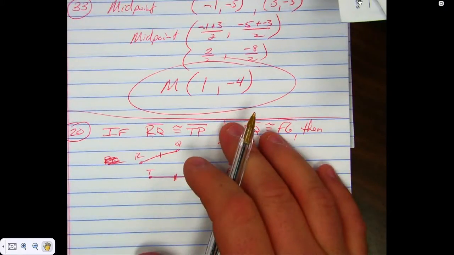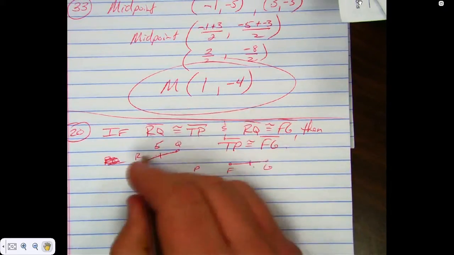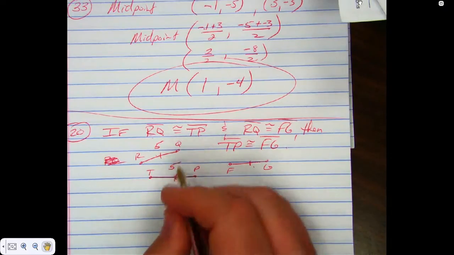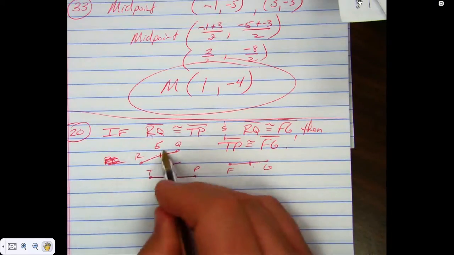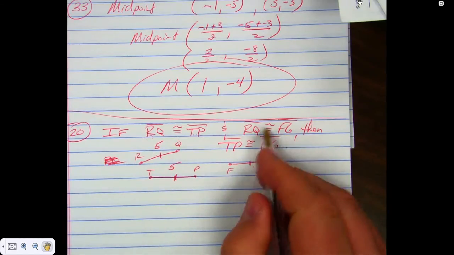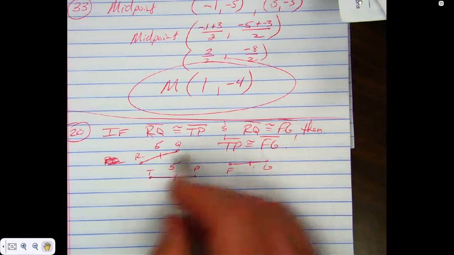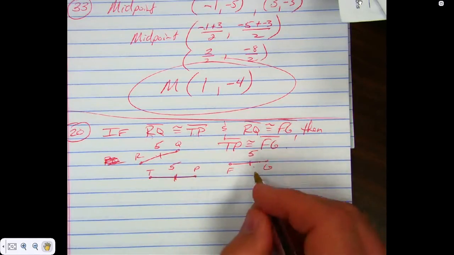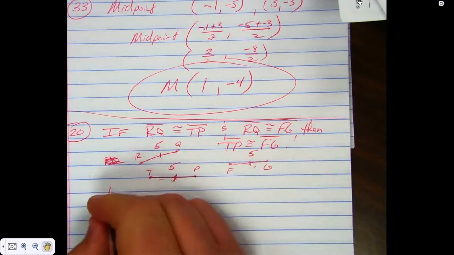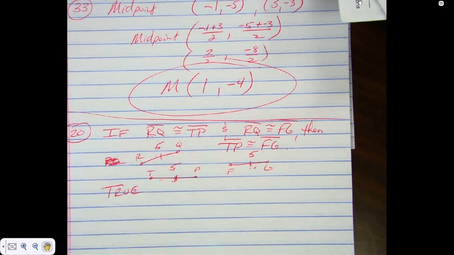Assign numbers to these. If RQ was 5, what would TP be? Why is that? Because they said they're congruent, so they're the same size. What would FG be? They said RQ is the same size as FG too, so it would also be 5. So would it make sense then that these two would also be congruent? Yeah. So what would you say here? True. Sometimes drawing a picture will help. Sometimes assigning numbers to things that you know are the same will help.